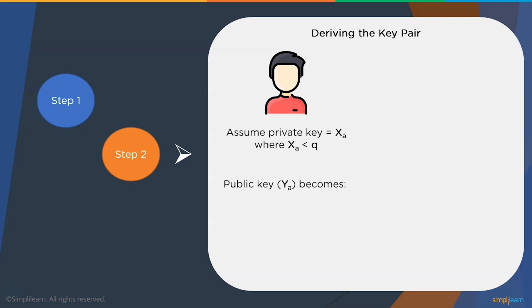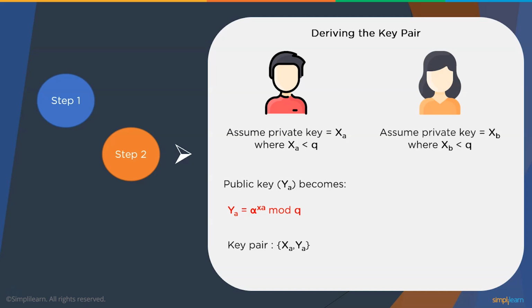After we decide on the private key, the public key, which will be denoted by YA, can be calculated using the formula alpha to the power XA mod Q. Now that we have both the private key and the public key settled, the key pair of the first user becomes XA and YA. Similarly, for the second user, let's say the private key is supposed to be XB, which must also be less than Q.